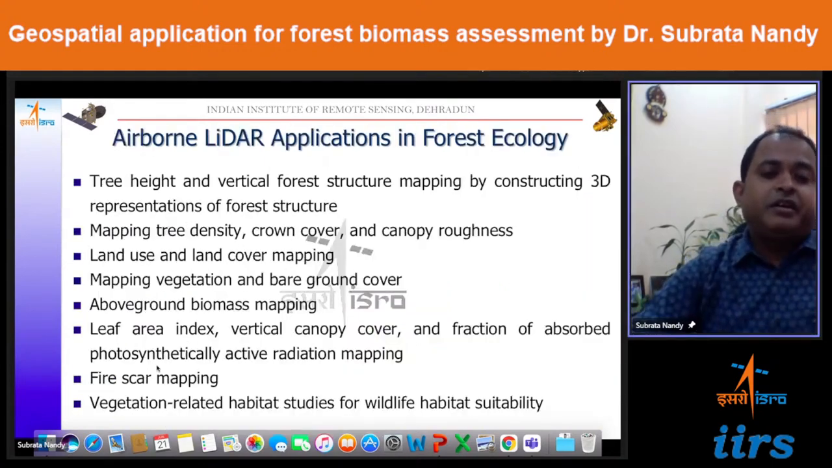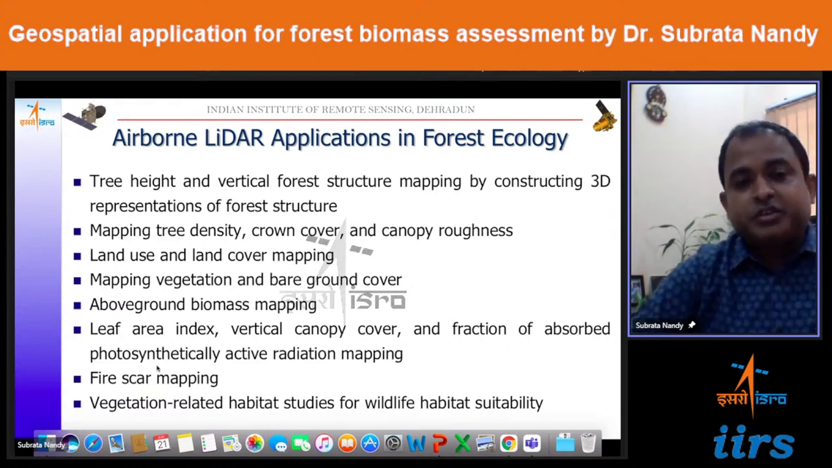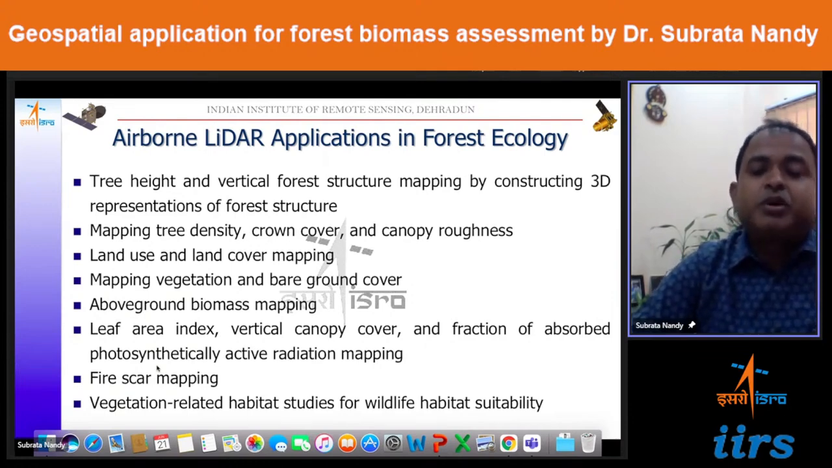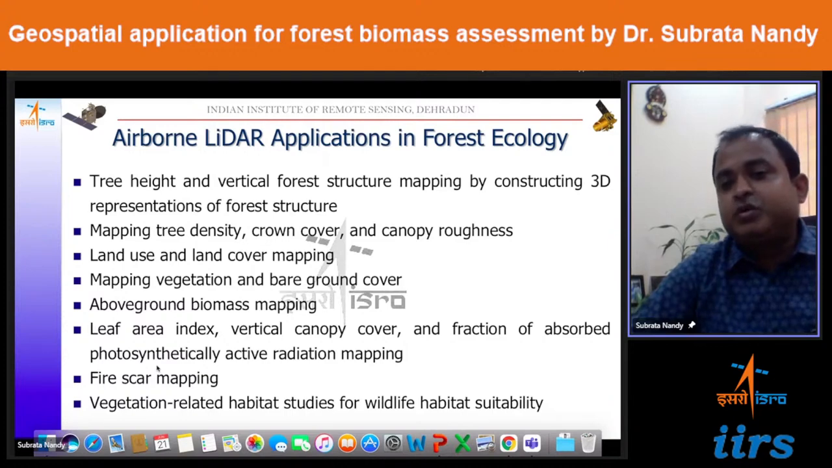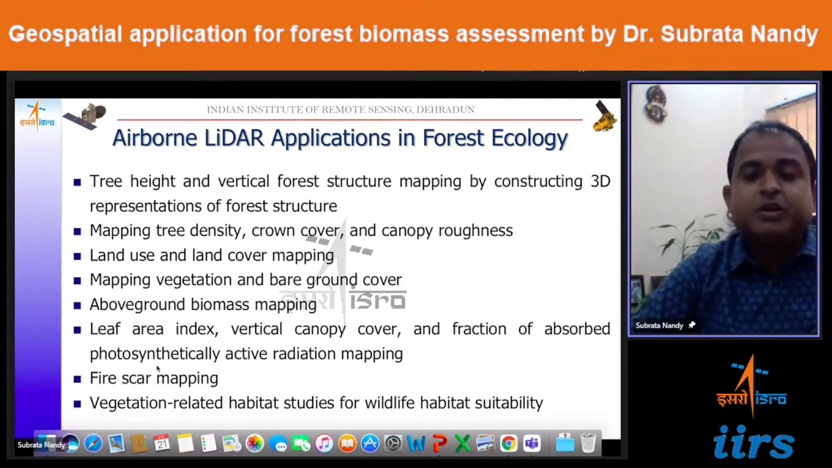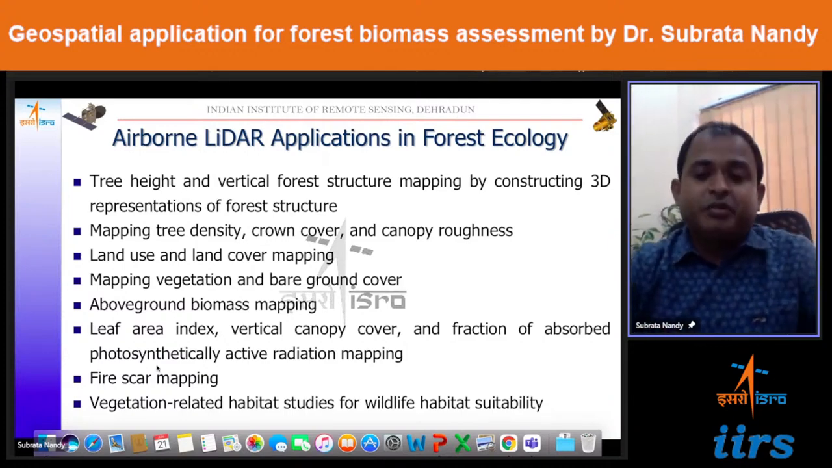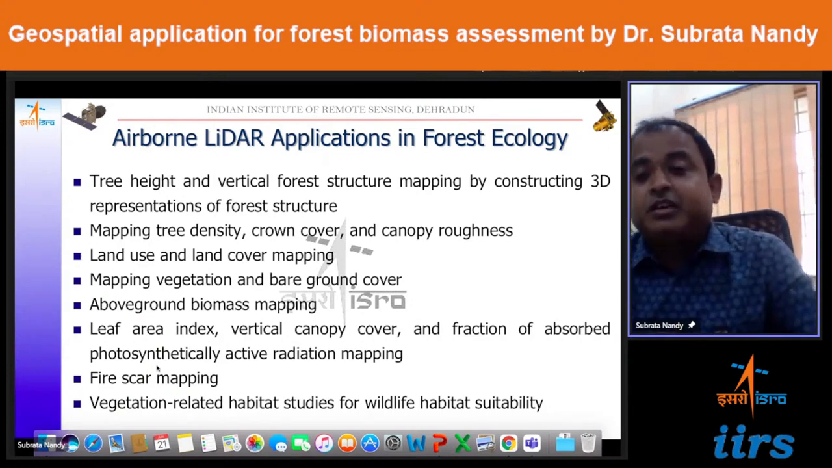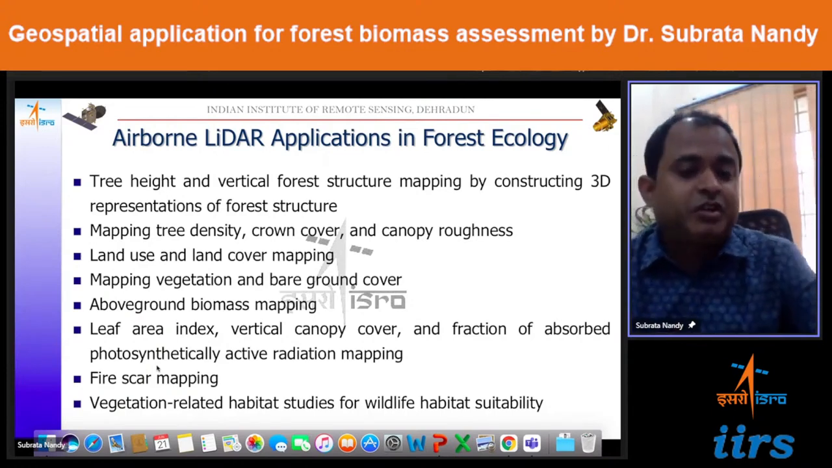So with airborne lidar, when I'm talking of lidar, of course, height and forest structure are the most important variables that we can derive from this data for constructing the 3D forest structure.